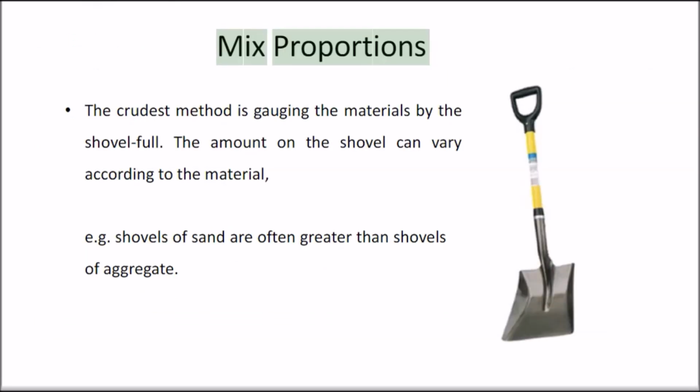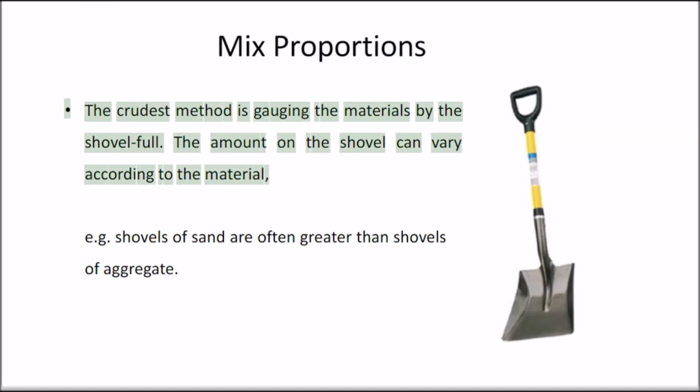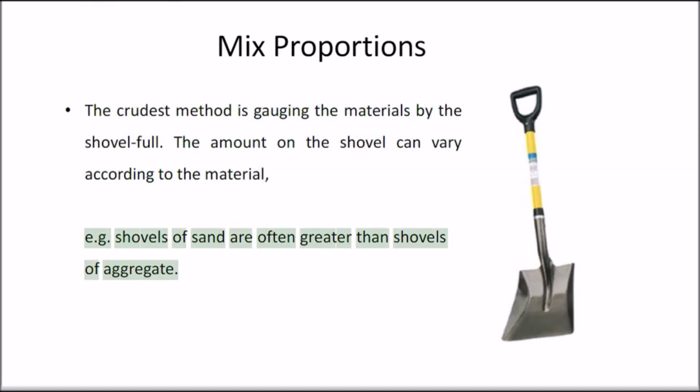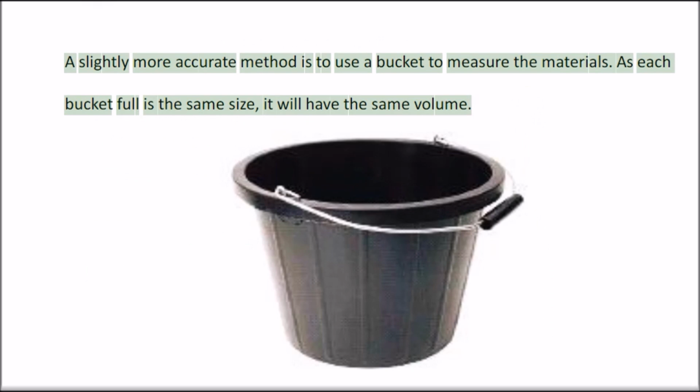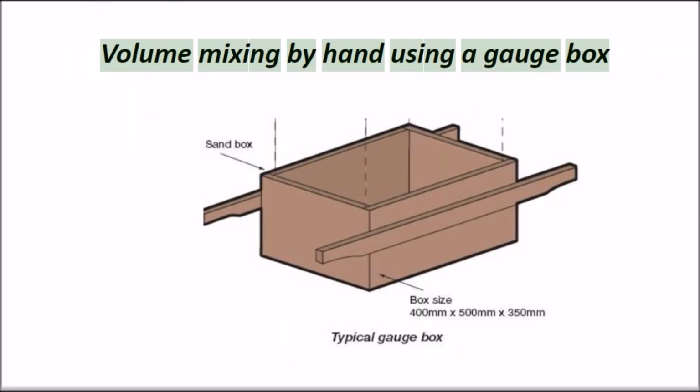Mix proportions. The crudest method is gauging the materials by the shovelful. The amount on the shovel can vary according to the material, e.g., shovels of sand are often greater than shovels of aggregate. A slightly more accurate method is to use a bucket to measure the materials. As each bucketful is the same size, it will have the same volume. Volume mixing by using a gauge box.